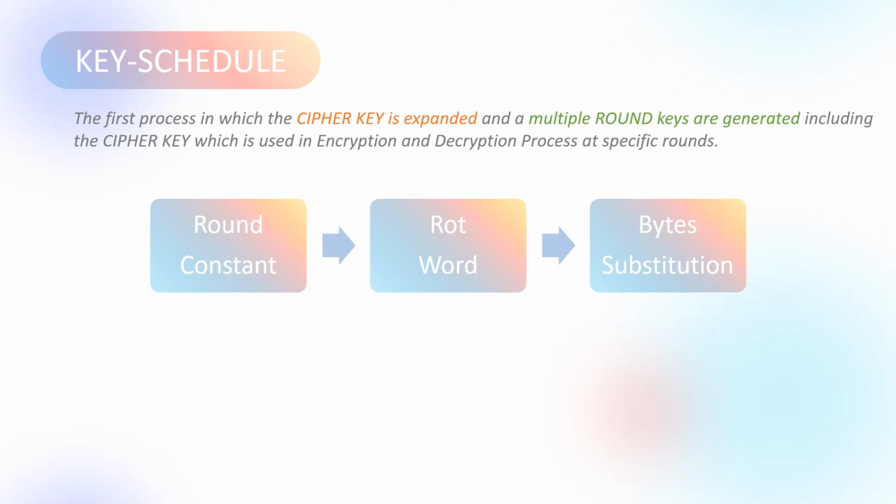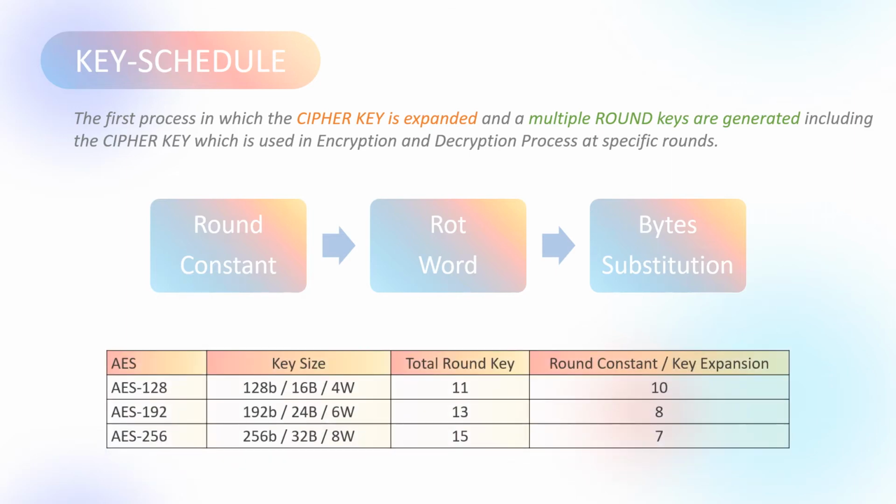the key size, the total round keys including the key, and the number of round constants for key expansion for AES-128, 192 and 256 are provided in the table below. Here W represents words.